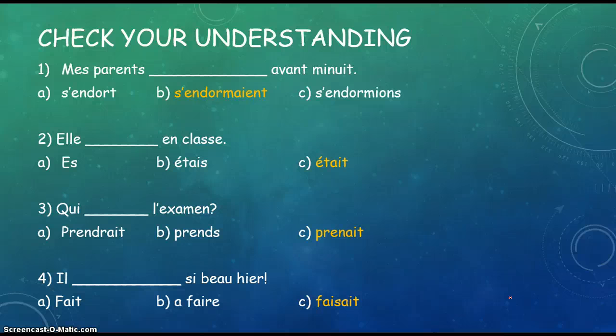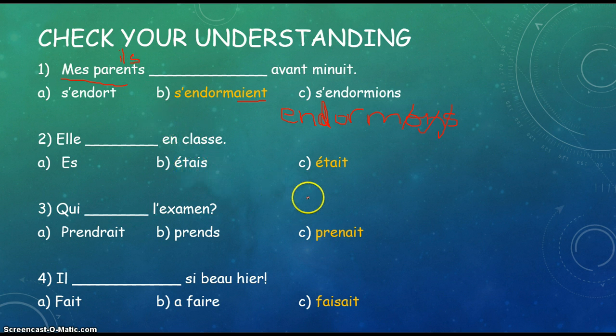Here are the answers for the second check your understanding portion. Remember, the verb is s'endormir. We had endormons. Oops, that's an M. I apologize. We dropped our O-N-S, and we applied our imperfect ending. Remember, mes parents is the same thing as the plural ils.